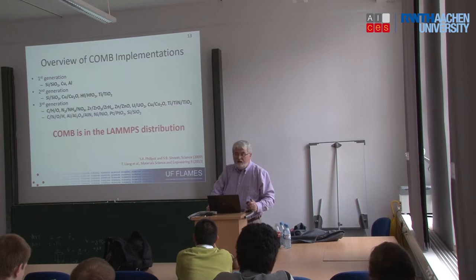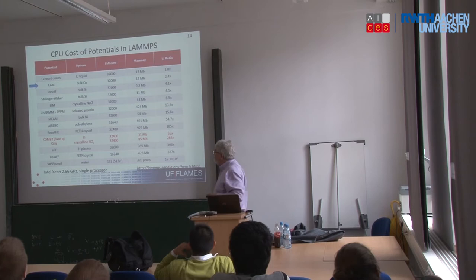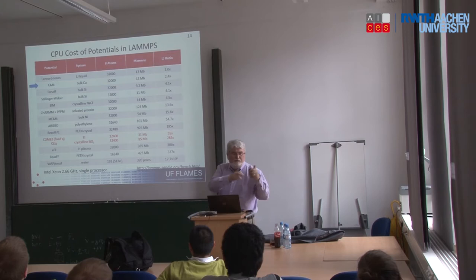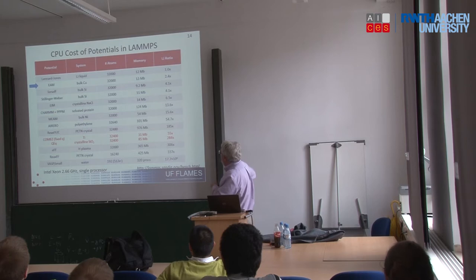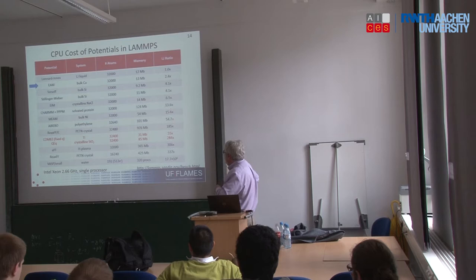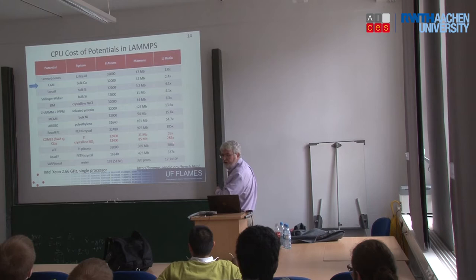So how much does it cost to do? Here are some measures, taken from the LAMMPS manual. Lennard-Jones, our old friend Lennard-Jones, on 32,000 atoms, takes one unit of time to run on a certain machine, a certain number of nodes at a certain point in time. But these numbers aren't going to change very much. EAM, embedded atom method, is 2.5 times more expensive. Tersoff is 4 times more expensive. Stillinger-Weber is 4 times more expensive. Now let's go down. COMB with full charge equilibration is 284 times, so 300 times more expensive. It's a lot more expensive.